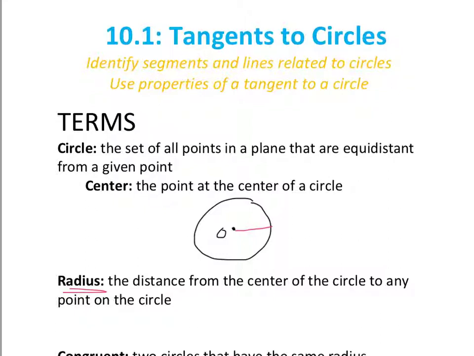Now the way you'd name this circle is you would call it circle O. Okay, so it's always going to be a little circle with a dot on the inside, and then the center of the circle next to it. So if I draw another circle here, where A is the center, I would call it circle A.